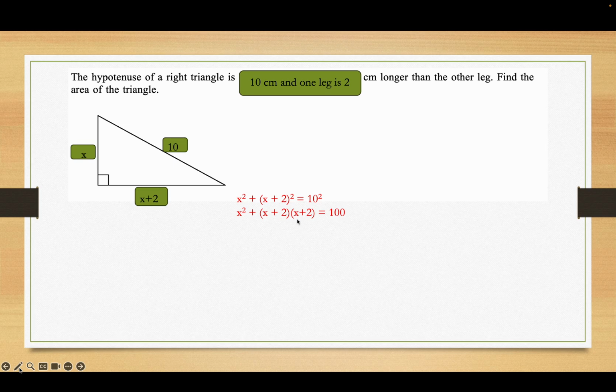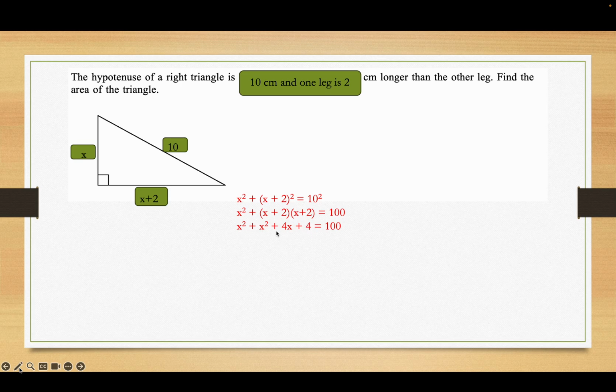Let's do a little double distributing here with the x plus 2 times x plus 2. You can see all of these techniques that we taught you all throughout the year. They're all coming back to help with these real world applications. X times x is x squared. X times 2 is 2x. 2 more times x is 2x. 2x and 2x makes 4x. 2 times 2 is 4.